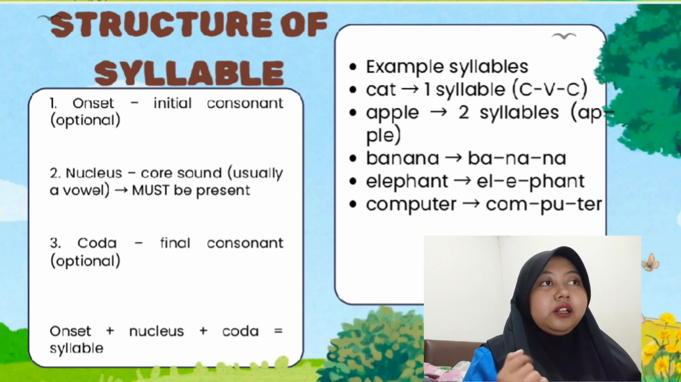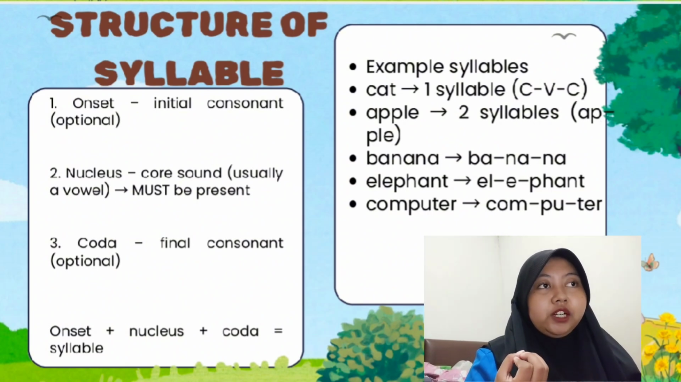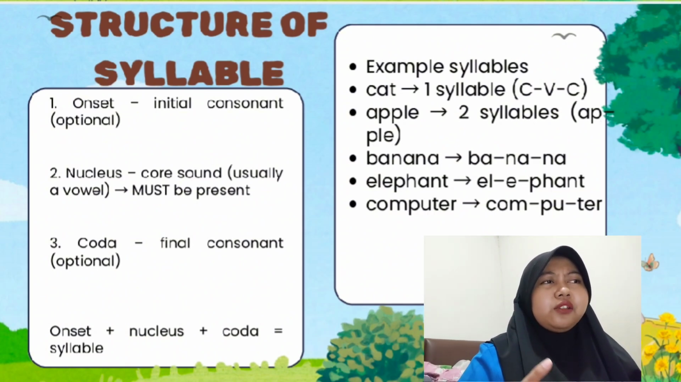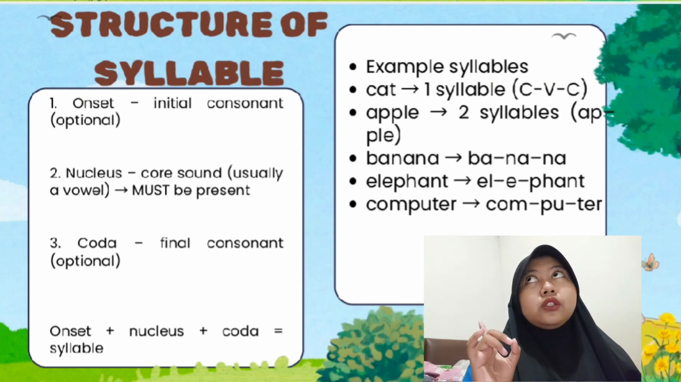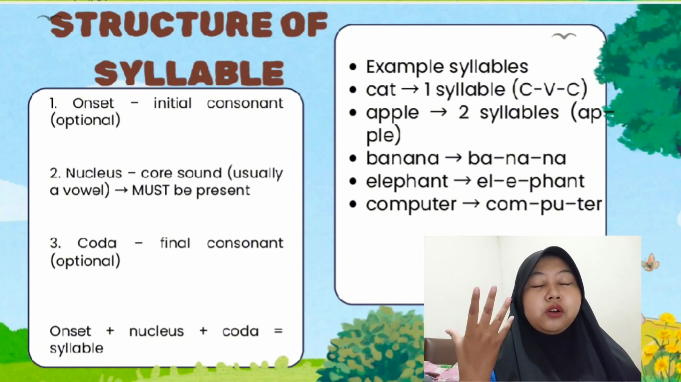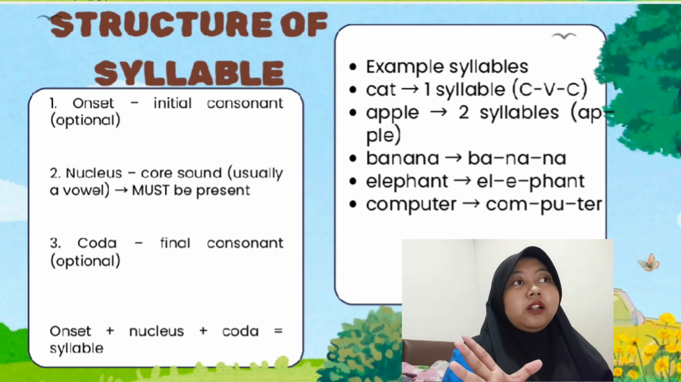The first, the onset, which is the initial consonant and is optional. Second, the nucleus, which is the core of the syllable, usually a vowel, and is mandatory. The third one, the coda, which is the final consonant and is also optional. Together, the onset, nucleus, and coda form a complete syllable. And then also 2 examples of syllable.